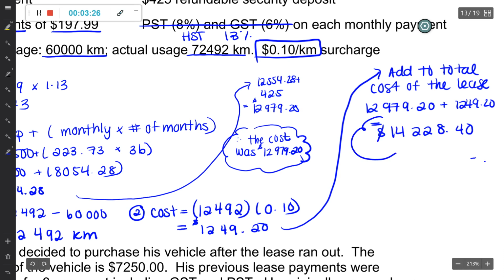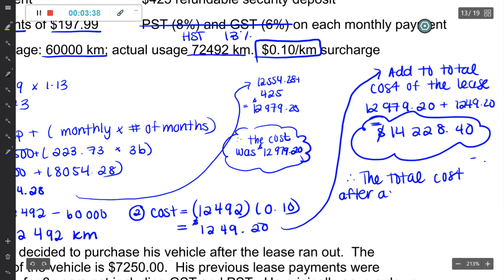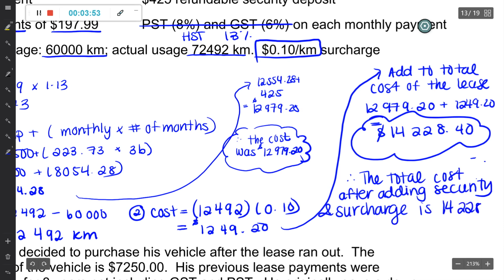Okay, so I'm just gonna write this in there. The total cost after adding security and surcharge is 14,228.40.